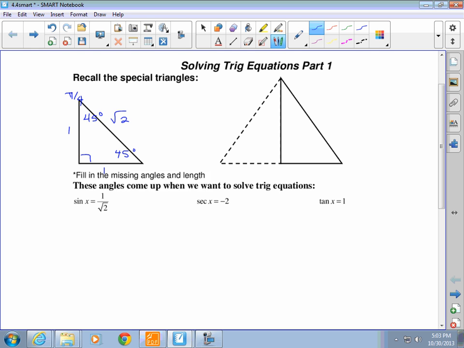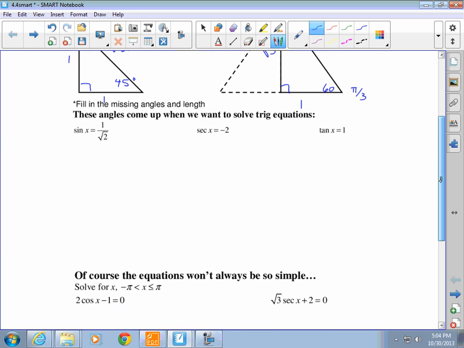And in our 30, 60, 90 triangles, this was 60, which is the same as pi over 3, 30 degrees, which is pi over 6, and of course our 90. And our ratios for this were 2, 1, and square root 3. So that's a good thing. By now you should pretty much have those memorized, or you should try to memorize them. I believe they don't give you those on your departmental exam, so you need to put them into your memory bank.